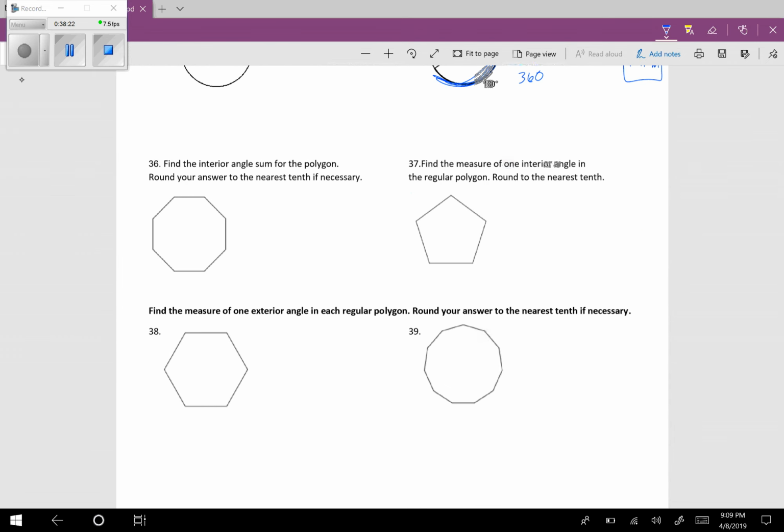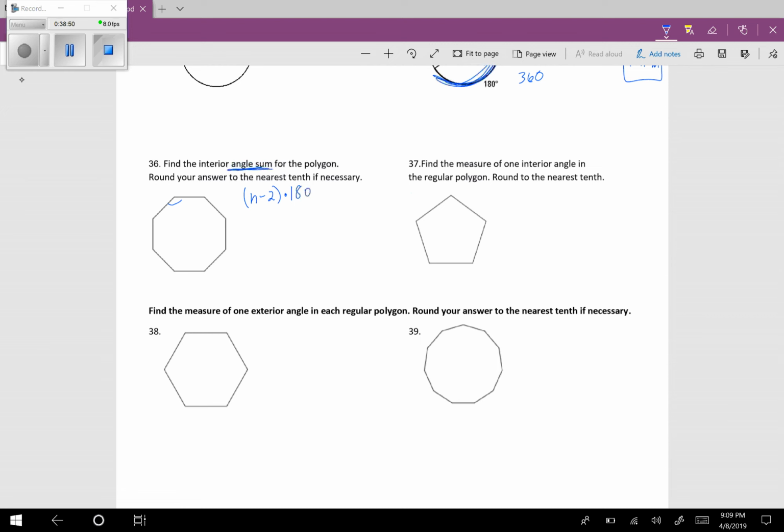Okay, number 37. Find the measure of one interior angle of the regular polygon. Round to the nearest tenth. So I'm going to go ahead and give you these formulas again for 36 and 37 so we can remember. For 36, they want the interior angle sum. So the sum of your angles is n minus 2 times 180. So that would be all the interior angles added together.